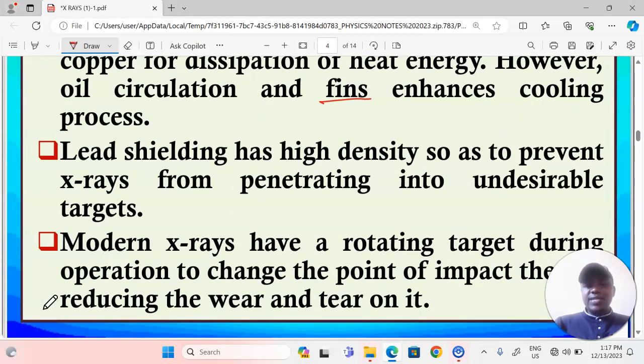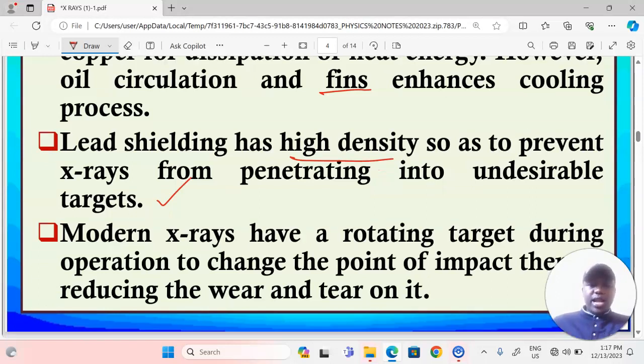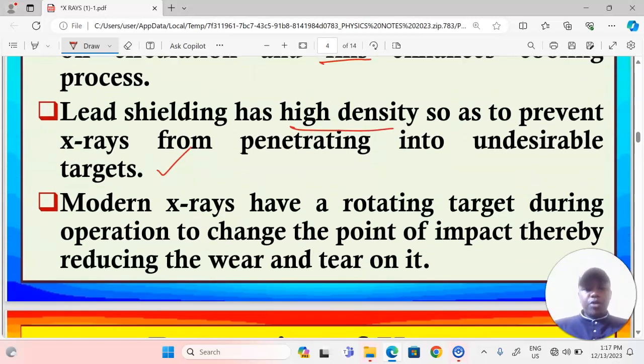Lead shielding has high density so as to prevent X-rays from penetrating into undesirable targets or other directions. So lead shielding has high density and it can absorb the X-rays which are stray without allowing them to penetrate through. Modern X-rays have a rotating target during operation to change the point of impact, thereby reducing the wear and tear on it.